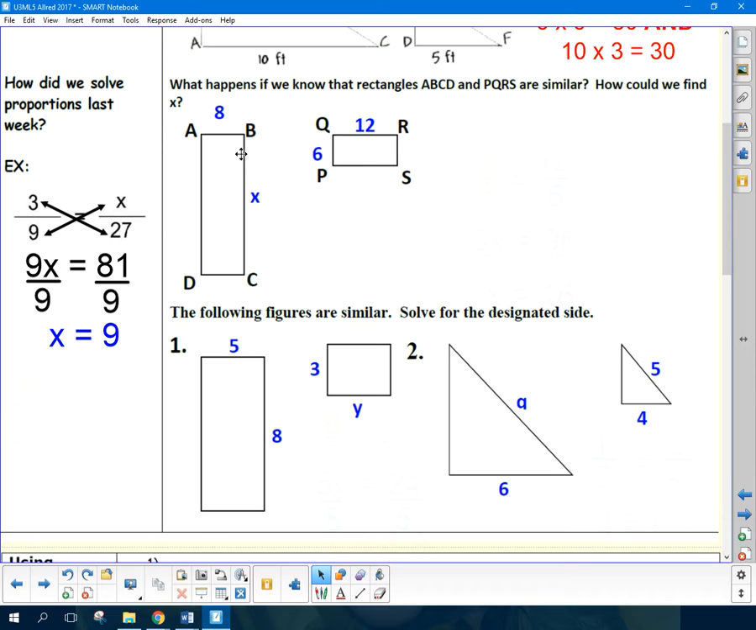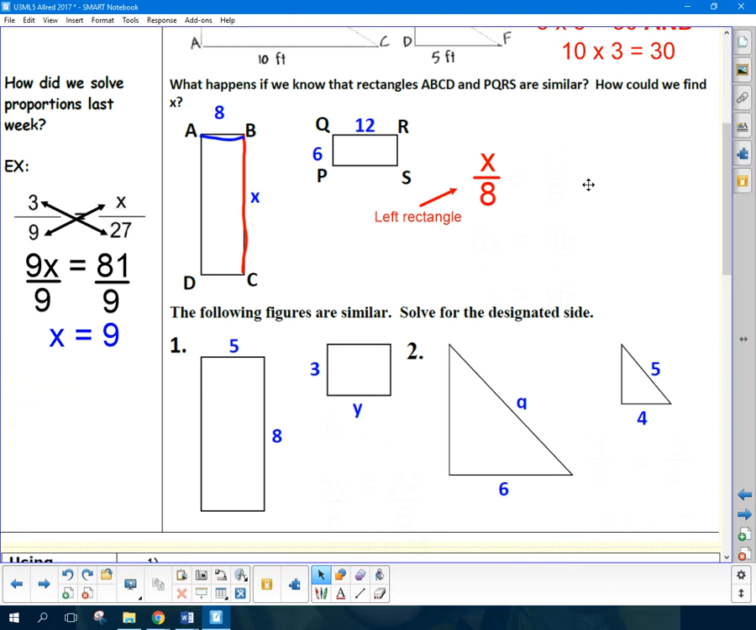That's awesome. Good job. So if you have 2 rectangles, that was really helpful for us because it'll help us if we're trying to solve for similar figures. What happens if we know that rectangles ABCD and PQRS are similar? How could we find x? Well, truth be told, this left rectangle, if you wrote it as a ratio, you'd have x over 8, where x, BC is right here, and where AB is 8, right here.